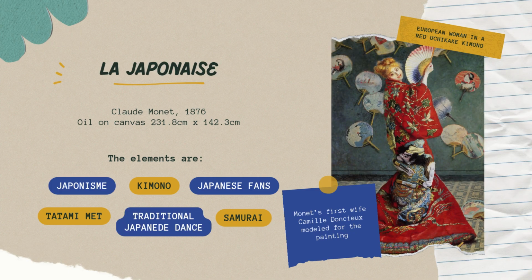And the artwork we choose today is La Japonaise, and it is painted by Claude Monet in 1876. The size of the artwork is 231.8 centimeters times 142.3 centimeters, and the medium Monet used is oil on canvas. And the technique he used in this artwork is quite different from the typical Monet's artwork.